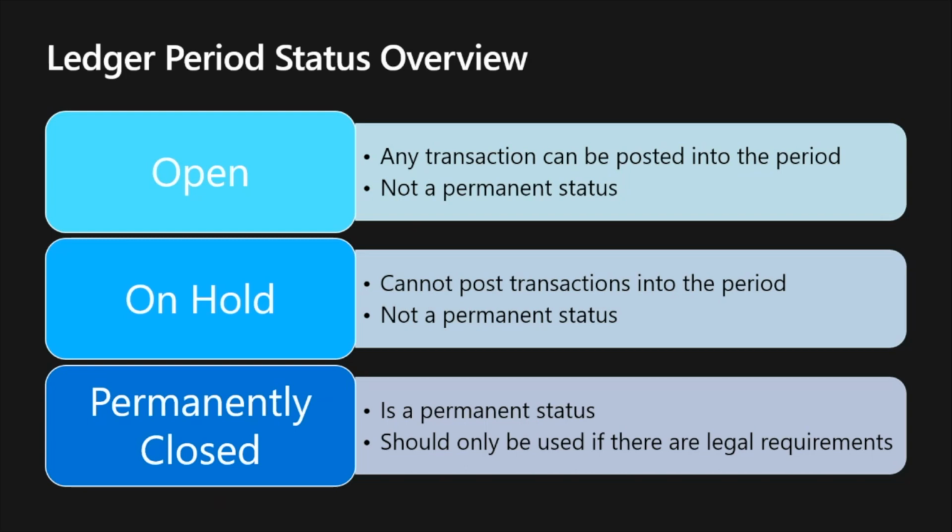Here in the US, we have a statute of limitations where we can go back and make adjusting entries, tax updates and things like that for up to 7 years. Different countries might have different requirements or regulations in place that control when or if you should permanently close a period.